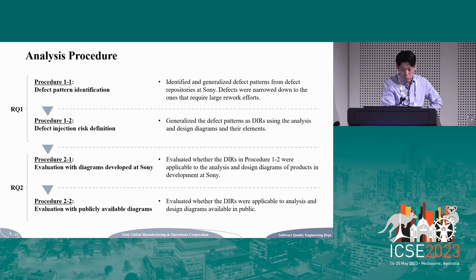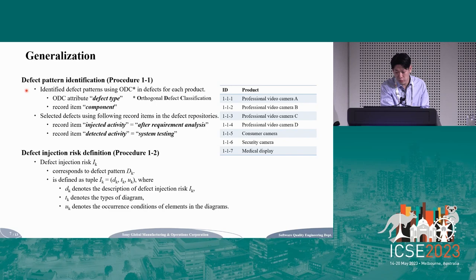We conducted analysis in the following order to solve the research questions. Firstly, we identified and generalized defect patterns from defect repositories. We narrowed down the defects to the ones that require large rework efforts. Secondly, we generalized defect patterns as DIRs using the diagrams and their elements. Subsequently, we evaluated whether the DIRs applied to the diagrams of products in development at Sony. Lastly, we evaluated whether the DIRs applied to diagrams available in public as well. I'm explaining details of each procedure in the following slides. In procedure 1-1, we identified defect patterns using ODC in defects for each product in Sony.